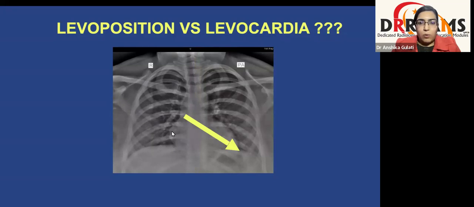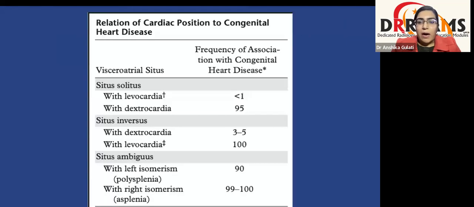Why do we need to know all this? Because in cases of situs solitus with isolated dextrocardia or situs inversus with isolated levocardia, the frequency of congenital heart disease is maximum. Around 90 to 95%, and in cases of situs ambiguous where the situs does not fit into the definition of either solitus or inversus, in those cases the frequency of congenital heart disease is almost 100%. So we need to look carefully at the situs and also the axis of the heart.